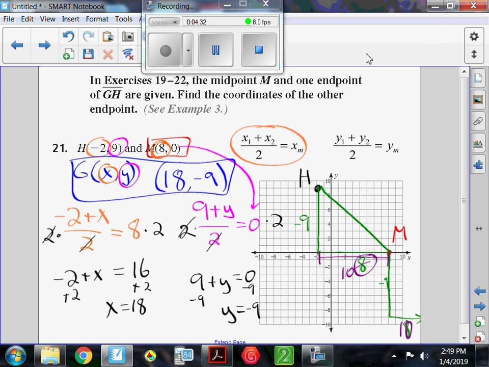So there's a reason why the graph isn't always going to work for you if the numbers are too large, and you want to be able to do it another way.